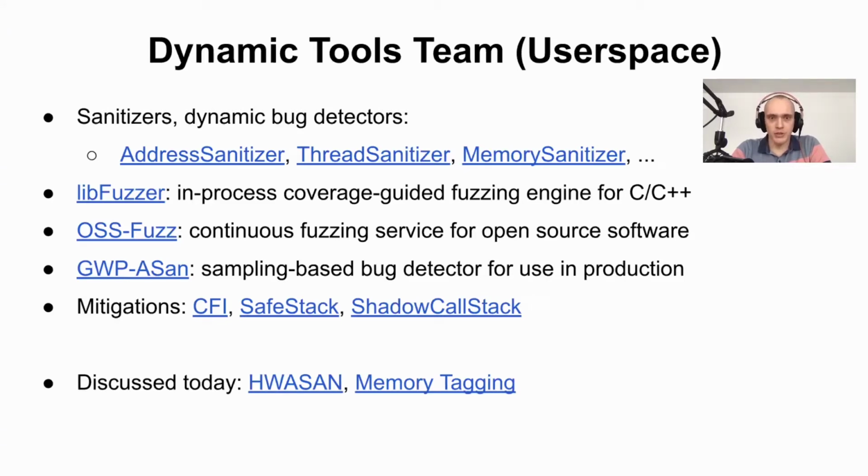The Userspace part of the team also works on mitigations like CFI, shadow call stack, and some others, and of course, memory tagging. Today, I'm going to be expanding more on HWASan, which is hardware-assisted AddressSanitizer, and memory tagging itself, of course.